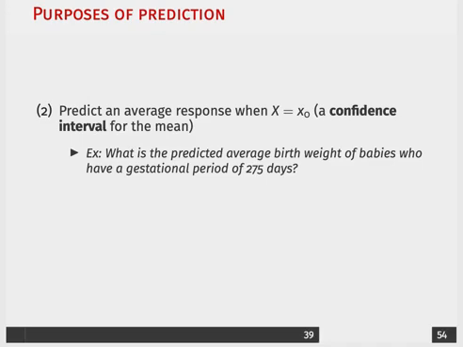What is the predicted average birth weight of babies who have a gestational period of 275? That then, right, is averaging over all of what we know about babies at a gestational period of 275 to predict the average birth weight. Whereas before, we have information about a given baby, and now we change the gestational period to 275 days. How is that going to change what we would predict that baby's birth weight to be?